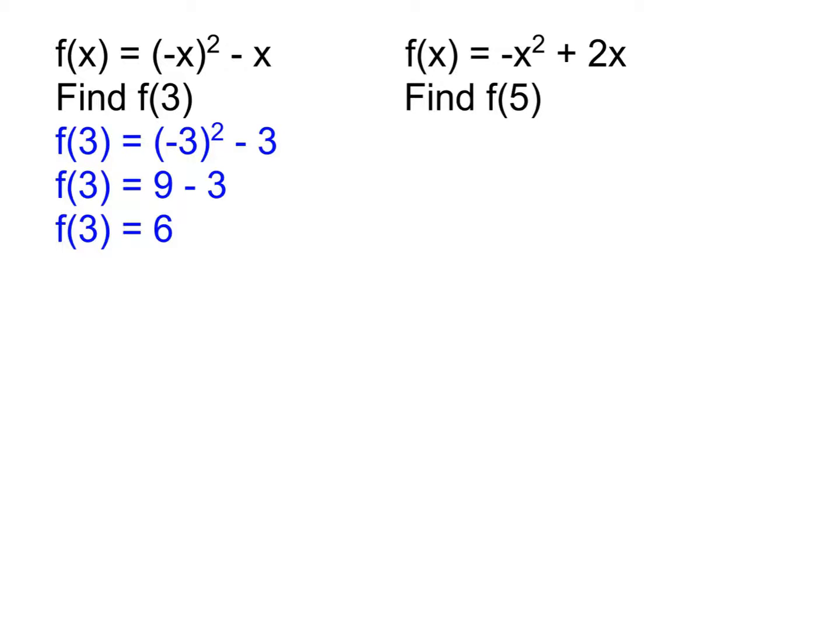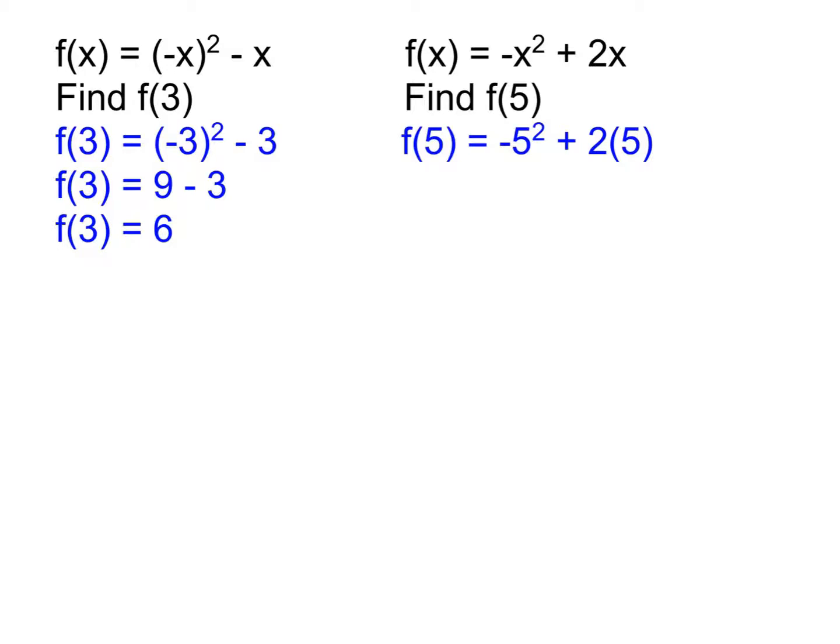All right, now having done that one, we approach the second one the same basic way. I start by plugging that 5 in for x. So that gives me negative 5 squared plus 2 times 5. But this one actually means something different. In the first problem, we read this as negative 3 squared. In this problem, I read this as negative 5 squared.